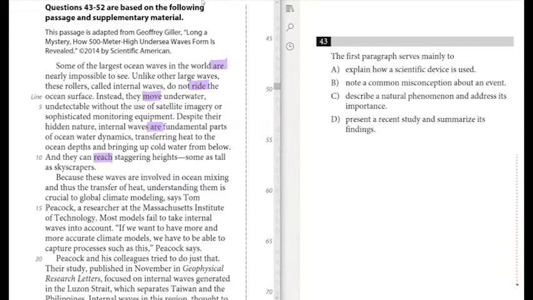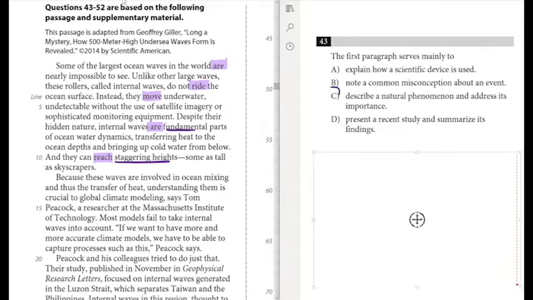So what's happening here? We're seeing an introduction to what an underwater wave is, and just a little introduction to little things we may not have known about them. We also see a little bit about their importance. These waves are fundamental parts of water dynamics. They can reach amazing heights, so they're much more important and much more amazingly large than we may imagine. So this all totally matches answer choice C. Describe a natural phenomenon and address its importance.